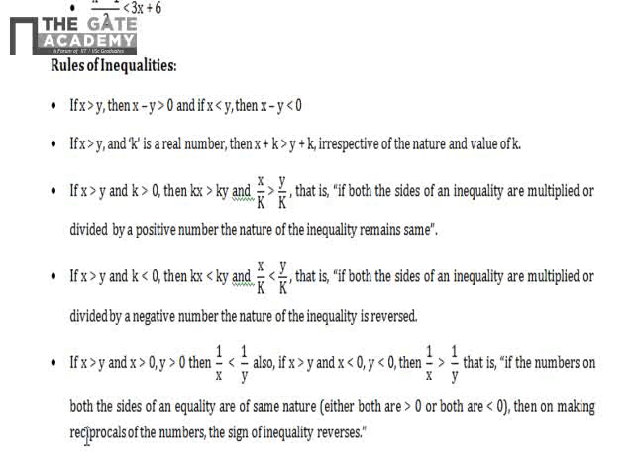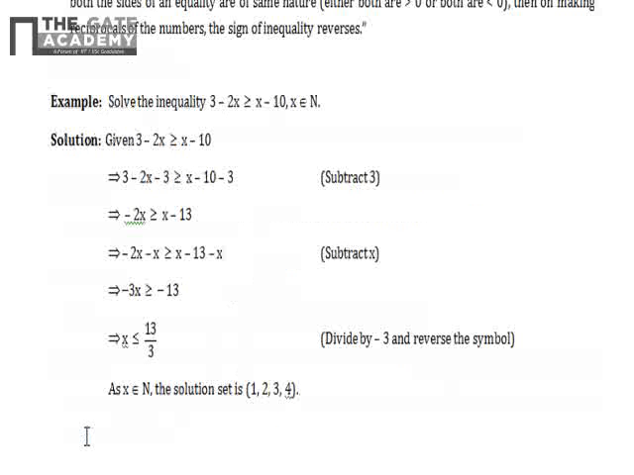So you can read all the points once more, because these rules are very important while solving questions based on inequalities. Now we'll see the first example. Solve the inequality 3 minus 2x greater than or equal to x minus 10, where x belongs to natural numbers.